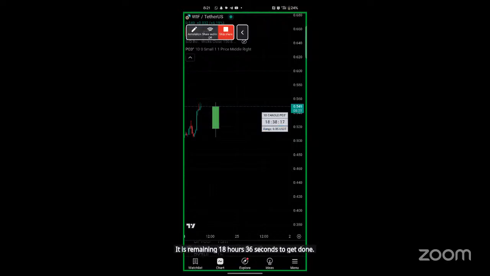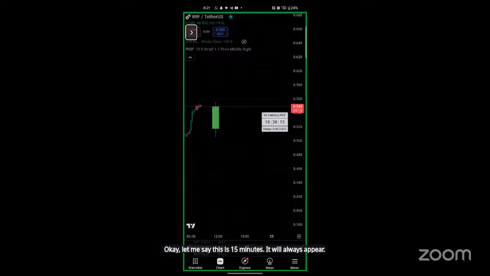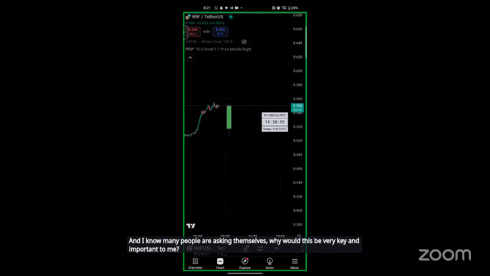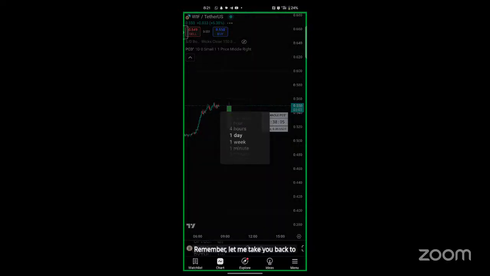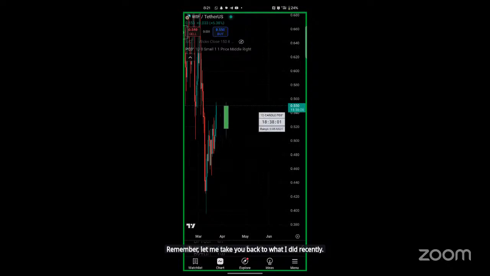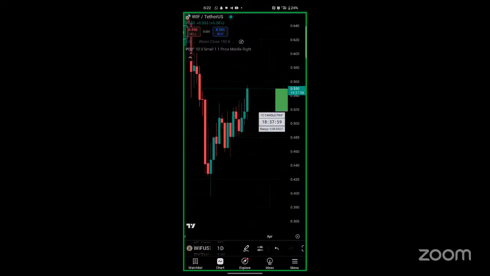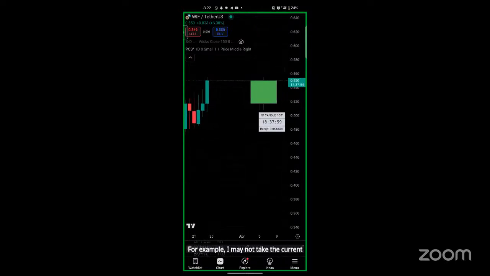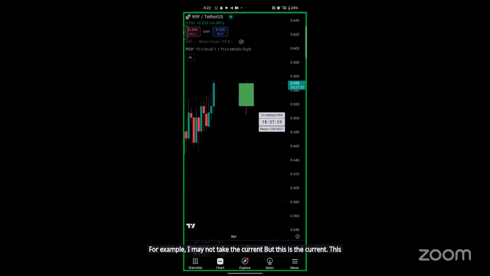Okay, let me say this is 15 minutes. It will always appear. And I know many people are asking themselves, why would this be very key and important to me? Remember, let me take you back to what I did recently. For example, I may not take the current, but this is the current. This is the current candle.